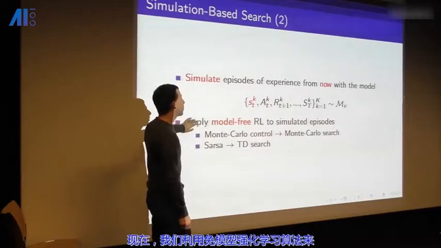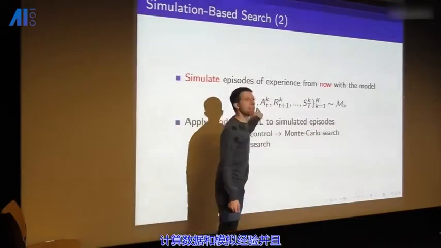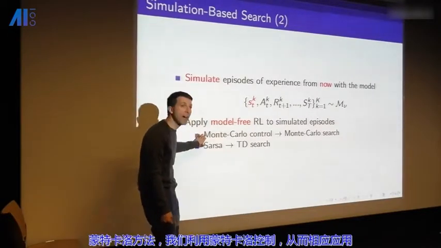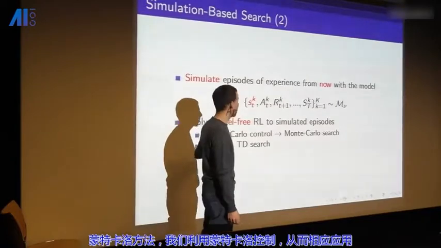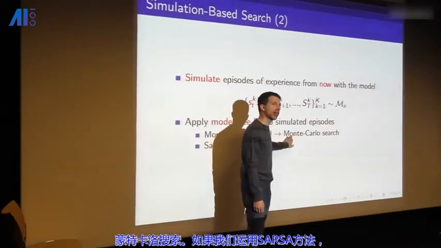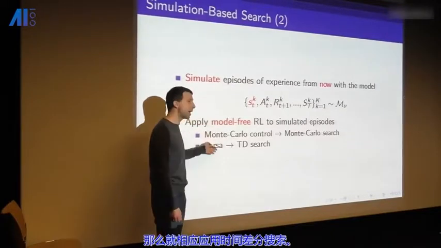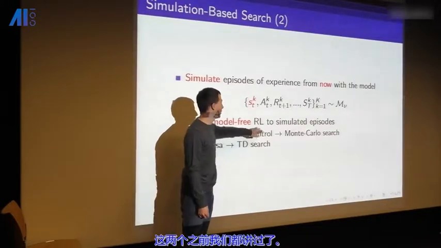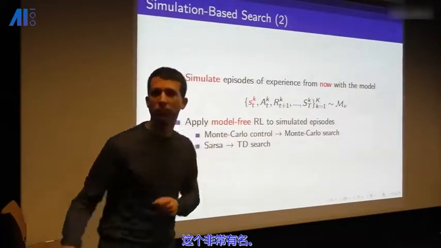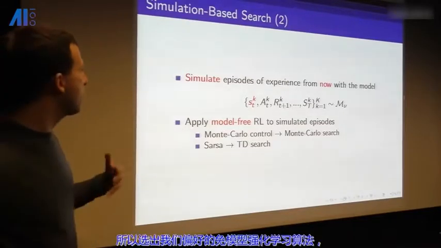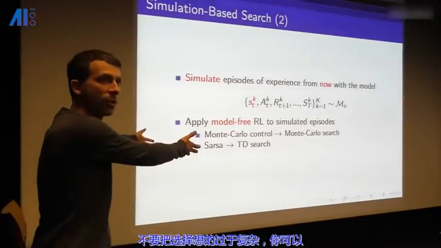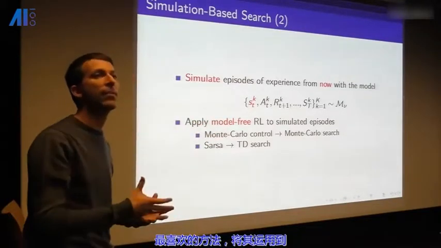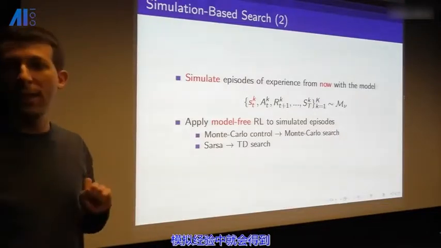And now we apply model-free reinforcement learning to this data, to our simulated experience, and we use our favorite method. So we could use Monte Carlo. If we use Monte Carlo control, that gives us a method called Monte Carlo search. If we apply Sarsa, that gives us a method called TD search. I'll talk about both of those. This one's particularly well known. So we pick our favorite model-free RL algorithm. It's not meant to be exhaustive. You could pick anything. You could use least squares policy iteration. Pick your favorite method, apply it to your simulated experience, and you have a search algorithm.